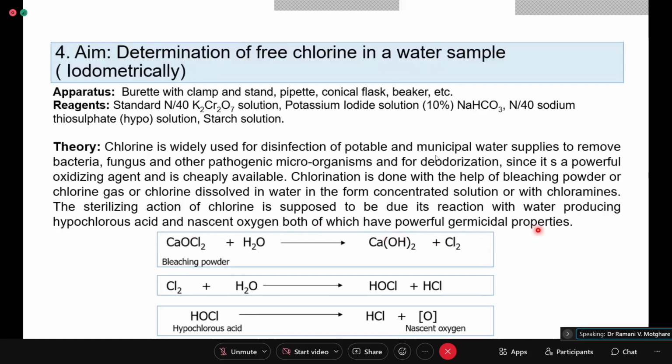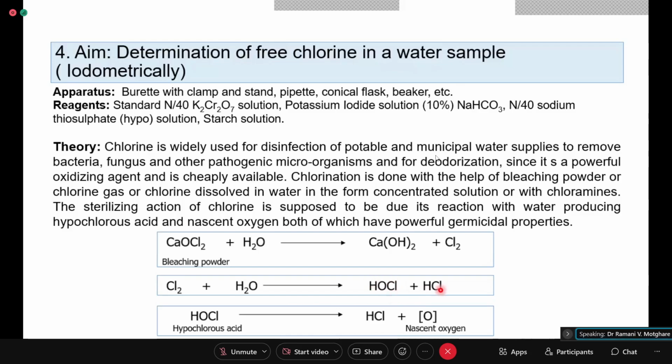Now, what is this saying? This is the bleaching powder. Why are we writing with bleaching powder? Because bleaching powder is the cheapest chlorinating agent, and when you add bleaching powder you can add a specific quantity, you can weigh it and add it, so that you can decide upon the dose also. And when it goes into water it forms calcium hydroxide and chlorine gas. Now this chlorine further gives formation of hypochlorous acid, HOCl, and HCl.